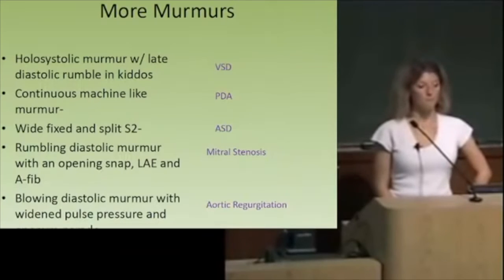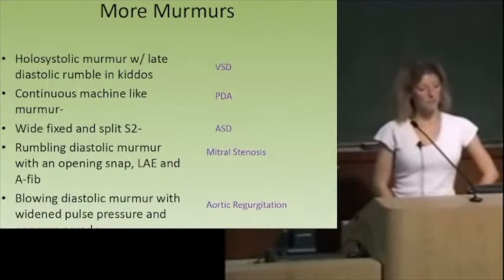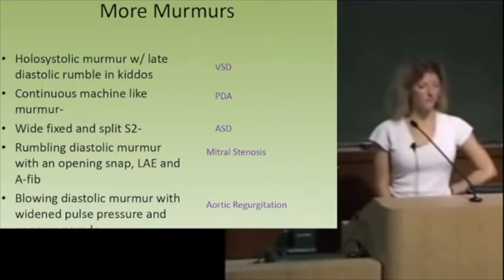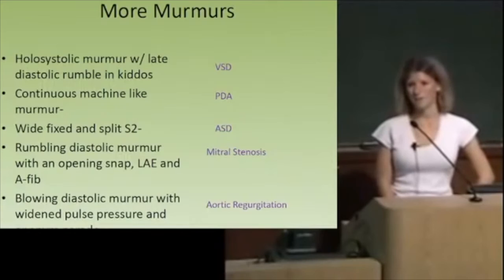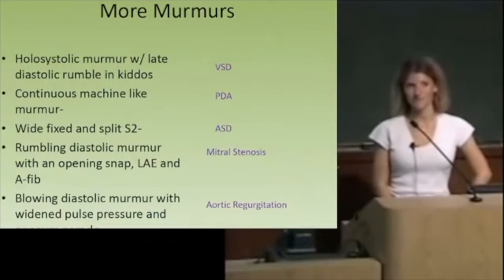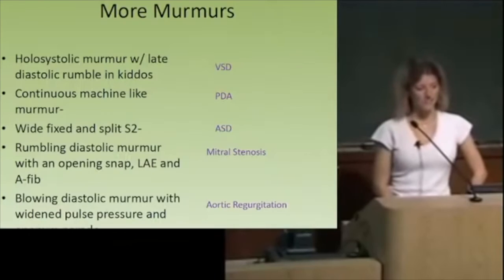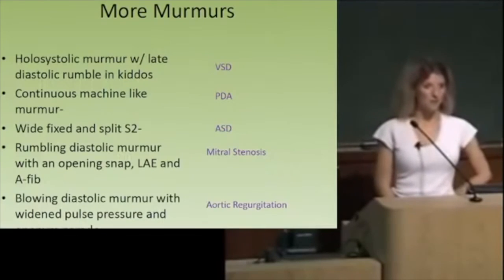Mitral stenosis, good. And a blowing diastolic murmur with a widened pulse pressure. This is the one with the water hammer pulse. I don't remember them anymore because I already took my steps, but you guys know. What's this one? Yeah, so this is aortic regurgitation. Mitral stenosis and aortic regurg are the two most important diastolic murmurs, at least in the adult population.